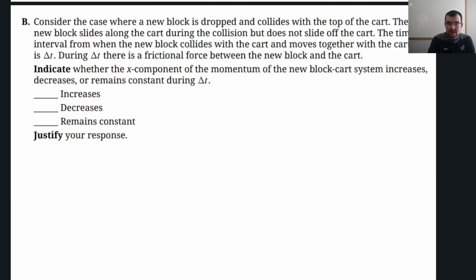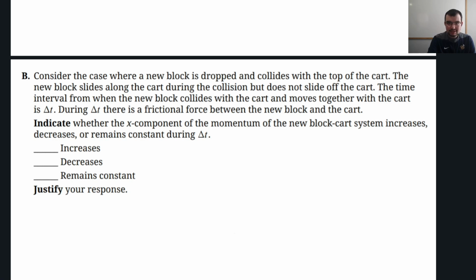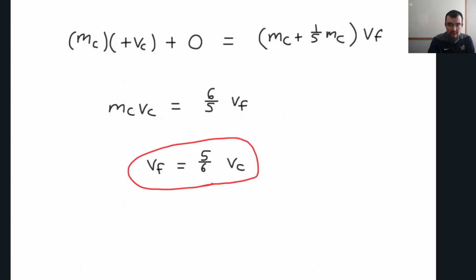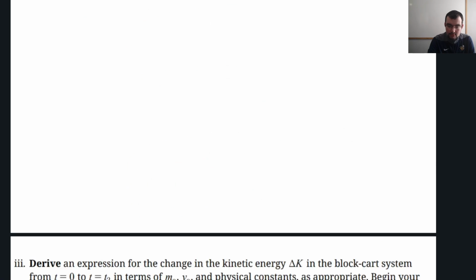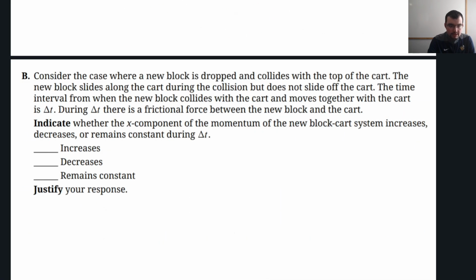So now we're going to consider the case where the block is dropped and collides again, but instead of the collision just happening instantly, there's this frictional force between the block and the cart. And we're going to indicate whether the X momentum increases, decreases, or remains constant. So we're really just saying, going back up here, what happens if instead of an instantaneous collision, it's spread out over a longer time? And well, doesn't matter, because the block cart system is closed.